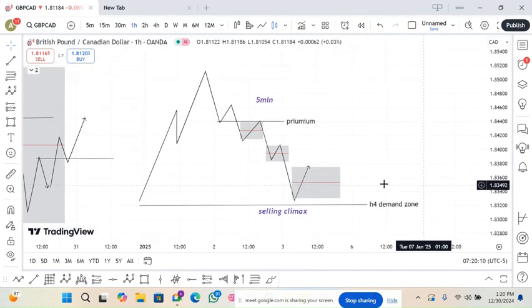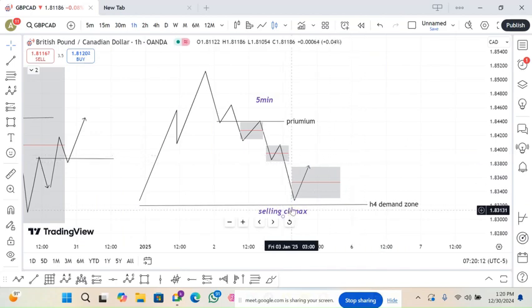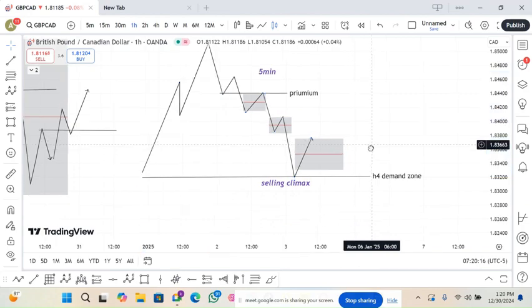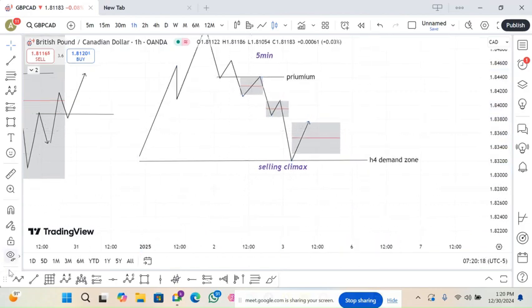So, what do we do next once we have figured out our selling climax? We wait for market to do a test. There are two types of tests. The first test will not go beyond this area. The first test is going to be around this area.